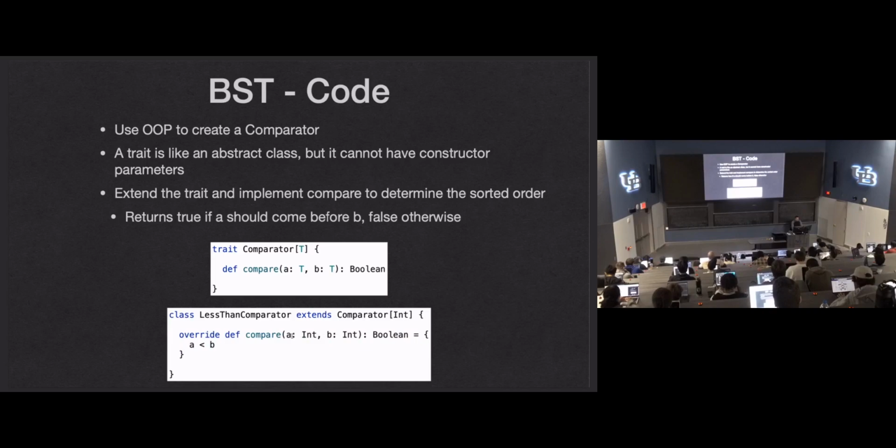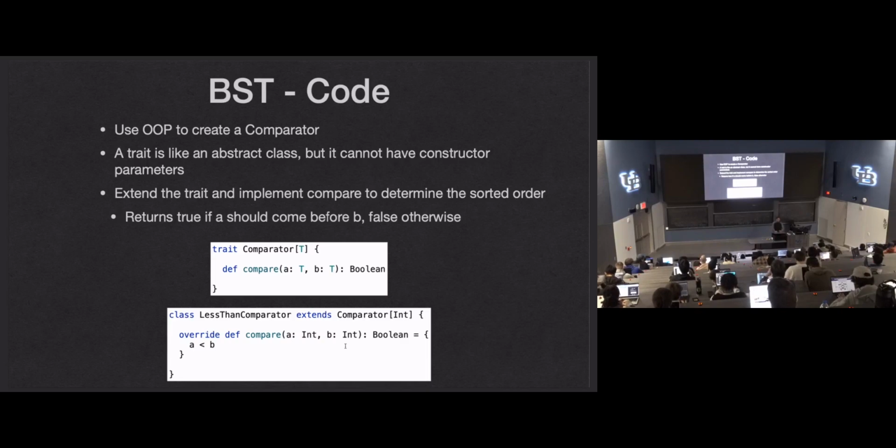that compares these two values and will return true if the first parameter should come before the second parameter and false otherwise. And this is all the information that we need out of our comparator to figure out the complete sorted order of any data structure full of values, any set of values.